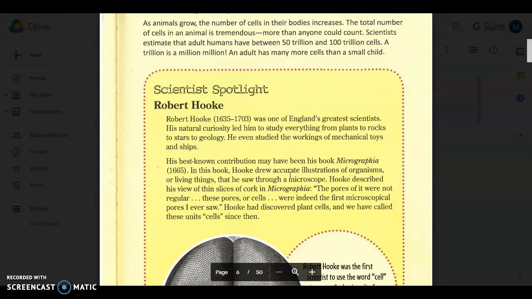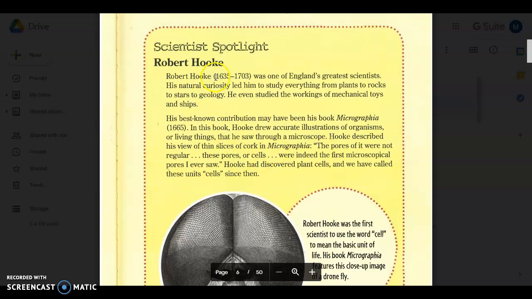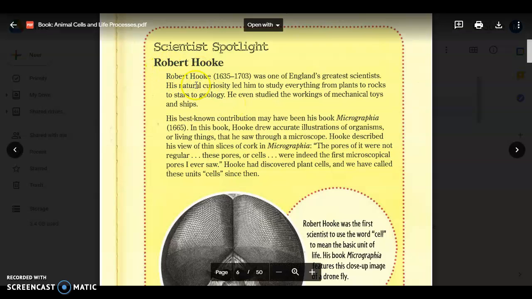And it looks like we have a scientist spotlight here. Robert Hooke. I wonder if this scientist's name would end up being a who on one of our Bookworms pages. So read along with me. Robert Hooke.